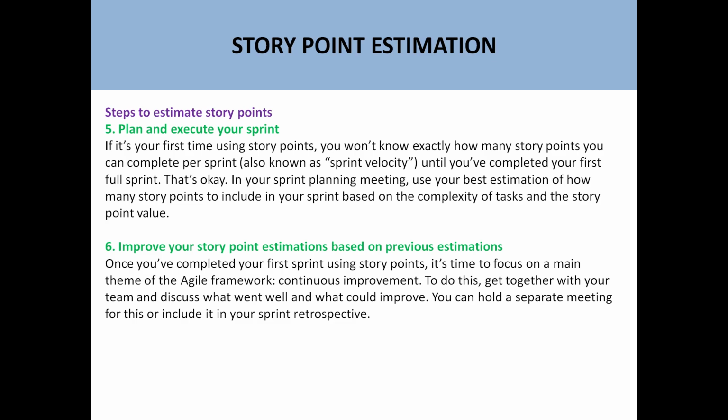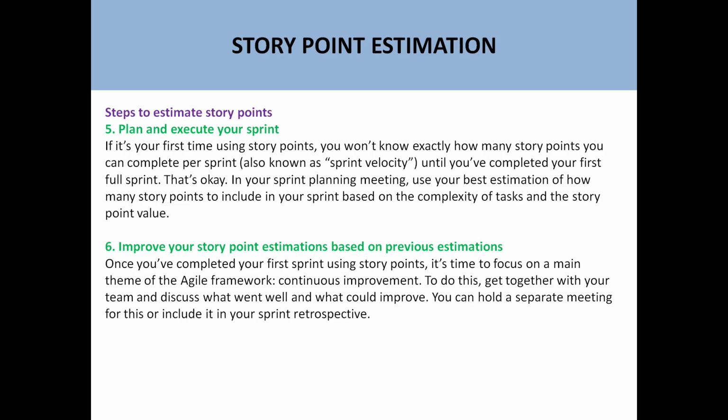Next is to plan and execute your sprint. So once you have estimated the story points, you can execute your sprint of 3 to 4 weeks. You wouldn't know exactly how many story points you can complete per sprint, which is called sprint velocity, until you have completed your first sprint. So basically in your sprint planning meeting, use your best estimation of how many story points to include in your sprints based on the complexity of the task and the story point value.